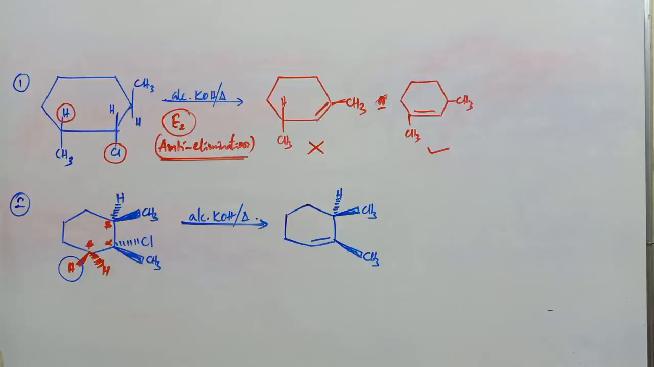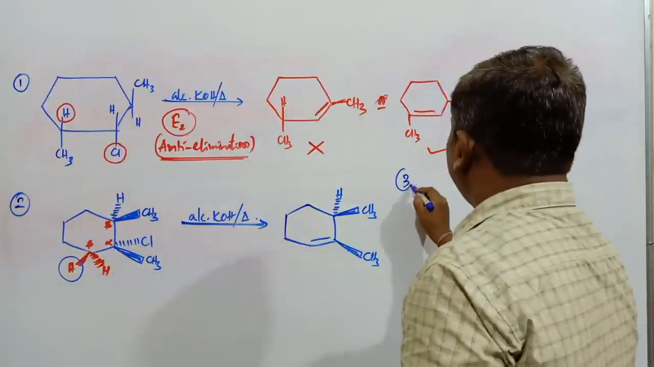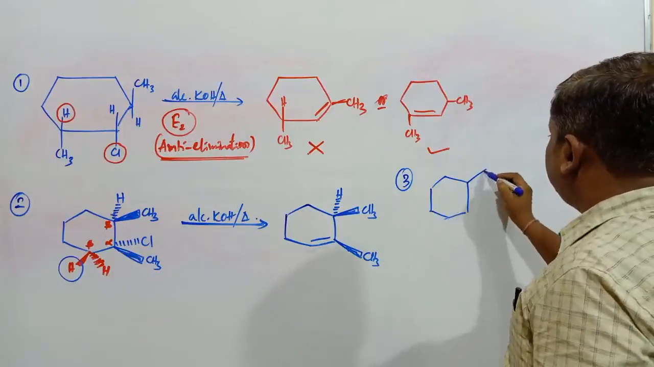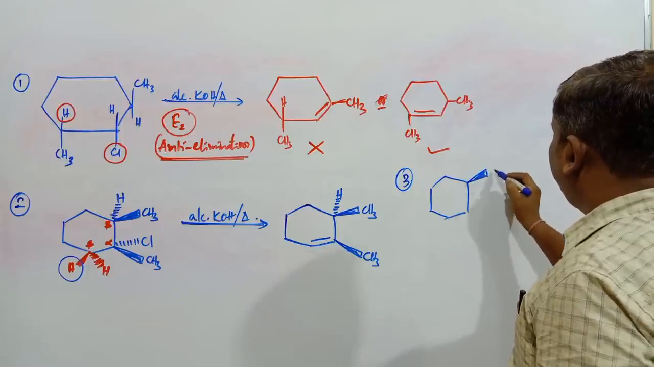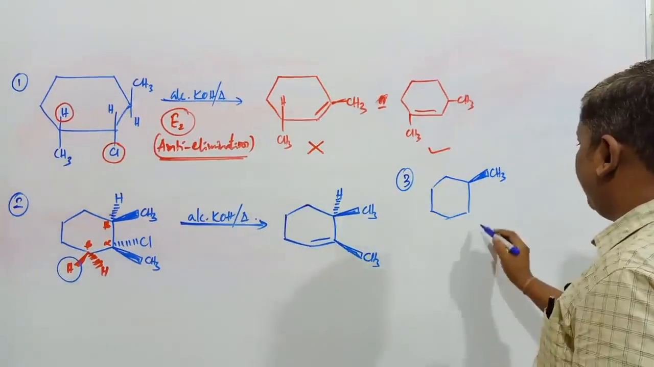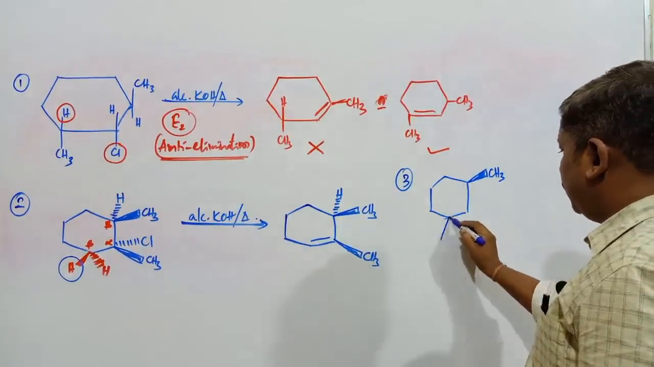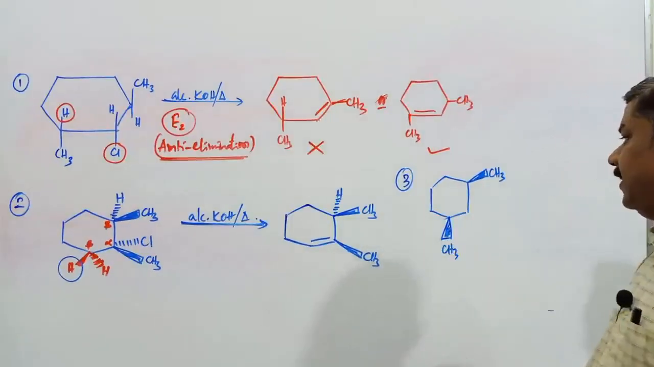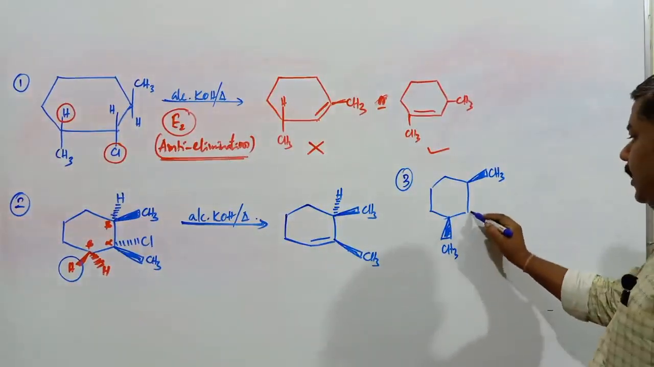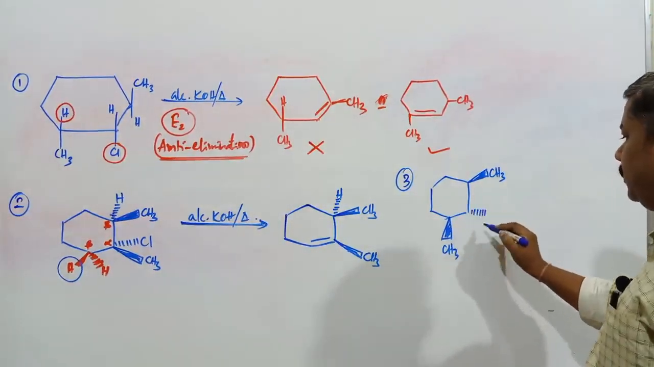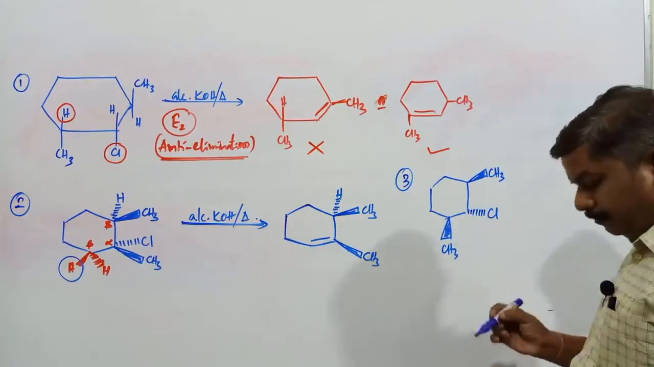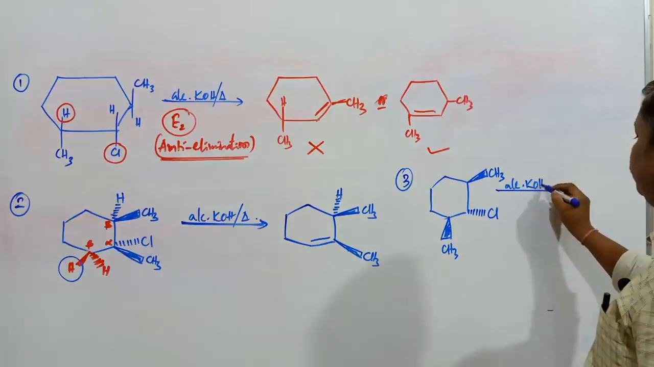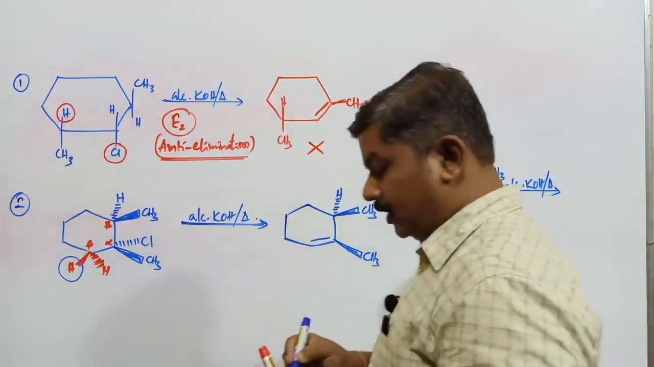Simultaneously, concentrate on another question. If the compound has this group, CH3, and another group, also CH3, and here this chlorine atom is present, what is the product obtained in case of this compound? Alcoholic KOH.